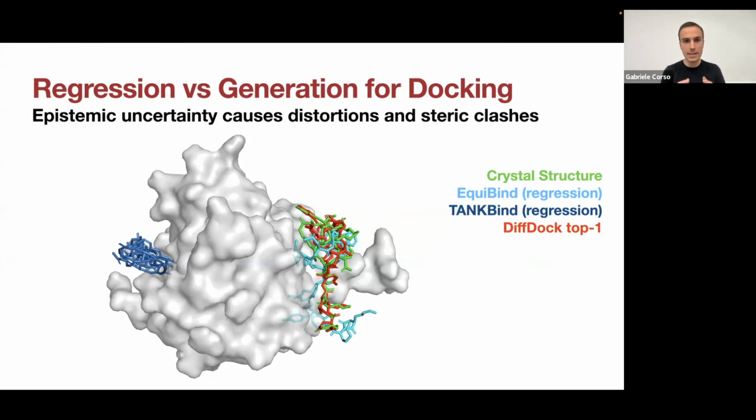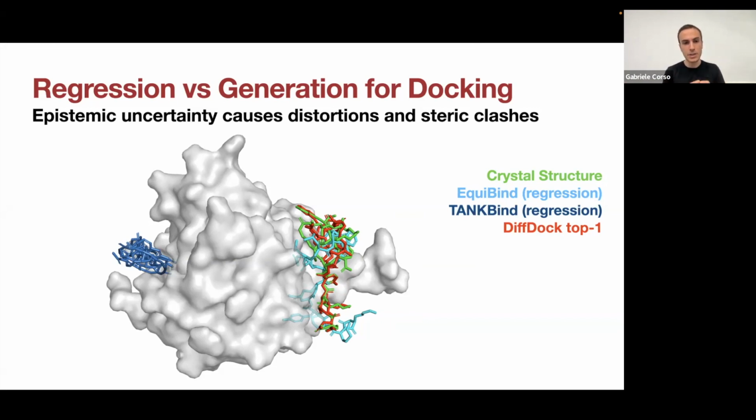And so you can see that this epistemic uncertainty causes these regression models to perform pretty badly. You can see EquiBind in light blue on the right-hand side of the molecule is putting half of the molecule in steric clash with the protein. And this is obviously something that is completely not physical, but EquiBind is still undecided between that binding site and the binding site probably on the left-hand side. And so to minimize the expected mean square error, it's going to put the molecule in steric clash with the protein.